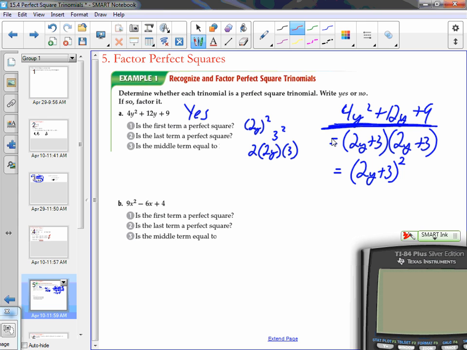All right. Part B. Is the first term a perfect square? It's 3x squared. Is the last term a perfect square? It's 2 squared. Is the middle term, now it's negative, that's okay. Is the middle term negative 2 times 3x times 2? So this one is not a perfect square trinomial. It may or may not be factorable, but it's not a perfect square trinomial. Okay? Any questions?